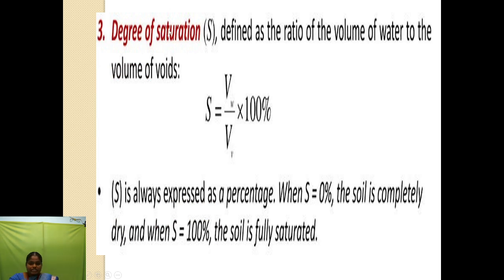Degree of saturation is very important in the concept of index properties. Degree of saturation is defined as the ratio of the volume of water to the volume of voids. So the degree of saturation S equals the volume of water divided by the volume of voids, times 100%. The percentage is expressed as the degree of saturation.